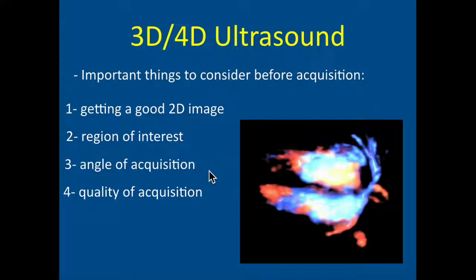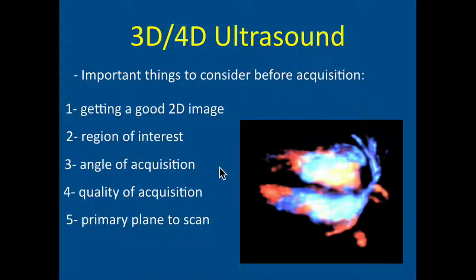Quality of acquisition: quality is inversely proportional to time. So a high quality image is going to take longer. A low quality image will be very quick. So that's always the balance, right? If your fetus is really active, you might want to drop your quality just to get the acquisition, but your imaging is always going to be superior with higher quality.